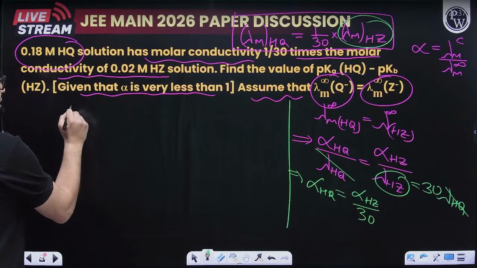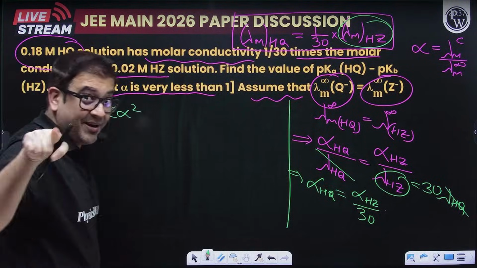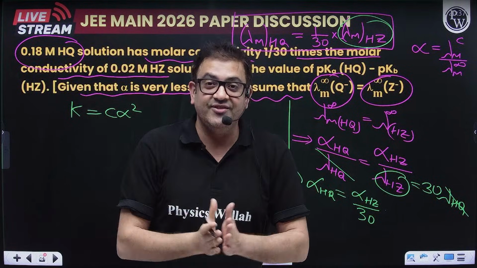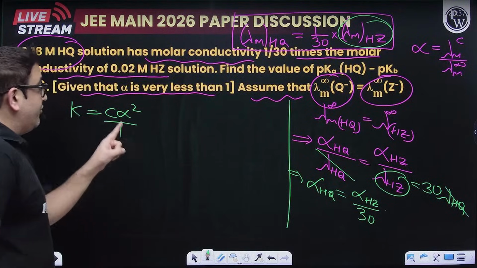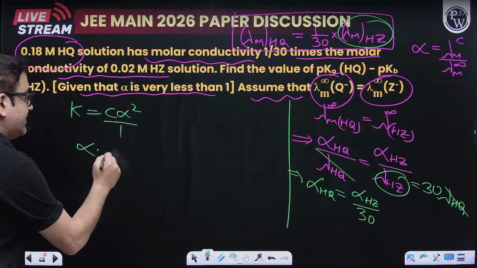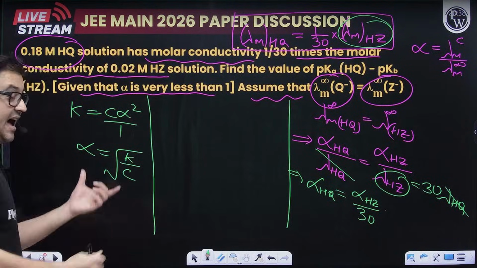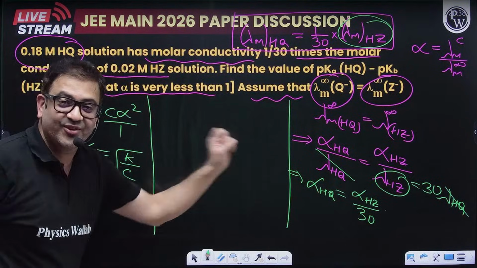So we know from ionic equilibrium, K is equal to C alpha square upon 1 minus alpha. But for a weak electrolyte, it is given that alpha is very, very less than 1. So the denominator is 1. So now we know that alpha is nothing but under root of K upon C.